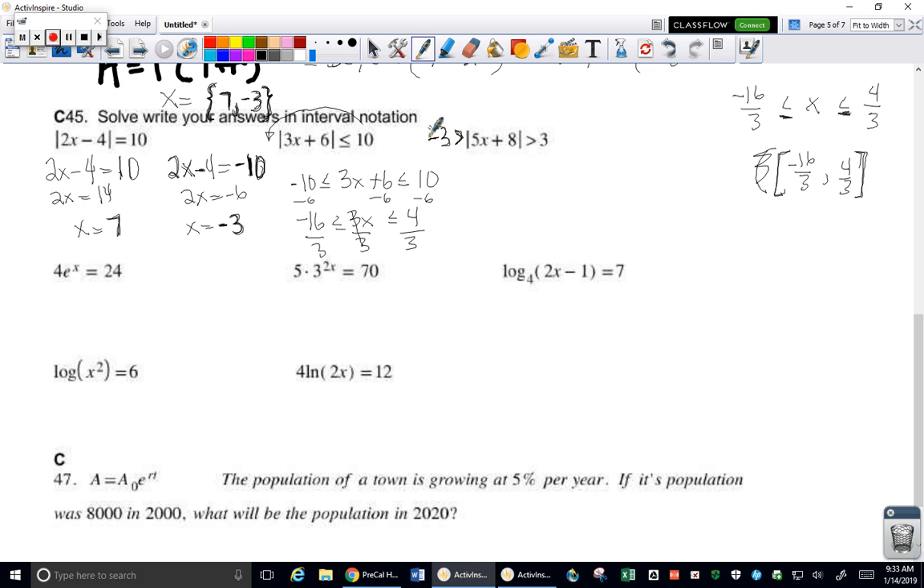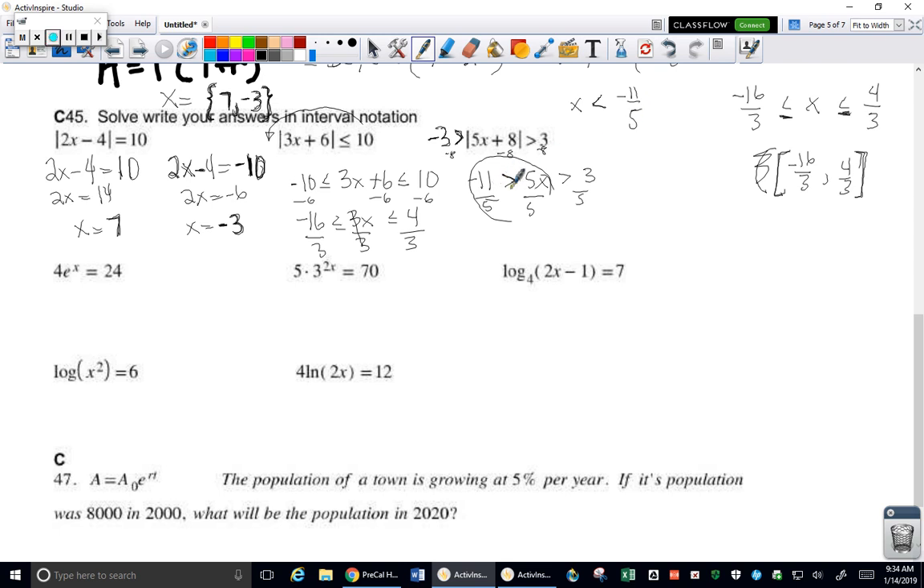Okay, so 3 is greater than this stuff, but this stuff is also greater than positive 3. Okay, so we're going to once again solve this from the middle. So negative 11 has to be bigger than 5 times x, which will also be bigger than 3. So dividing both sides by 5. And we're going to take this answer first. This says that x has to be less than negative 11 fifths.